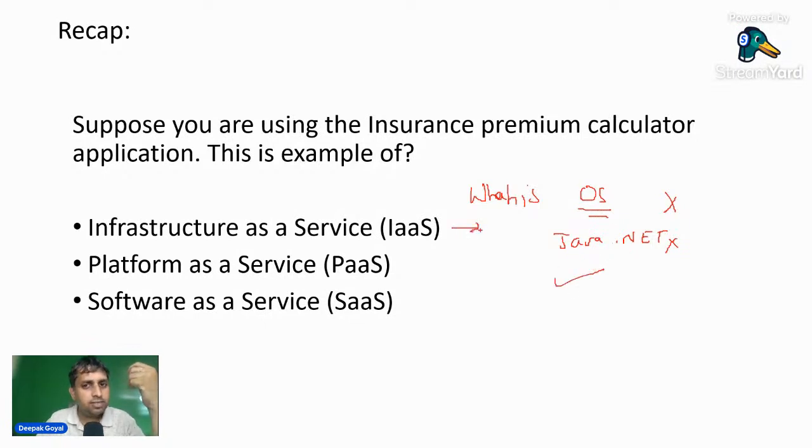In infrastructure as a service, you decide the operating system, the underlying hardware, etc. You don't get these when you use an insurance premium calculator website. Probably you will not think about all this, right? Platform as a service is also not it, because you don't think about which technology it has been developed in or where it is running. You only care about using it, and that is what SaaS tells you: software as a service. The entire software has been built and is given to you as a service. So that's why this option is software as a service.